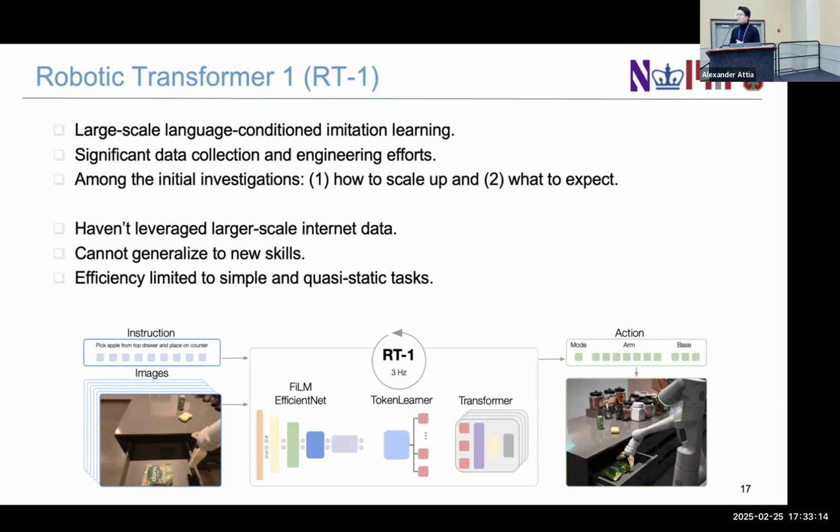And as I mentioned earlier, even if they tried a lot to minimize or make their model smaller, the model can still only run at 3 hertz locally. So this type of efficiency issue limits them to reasonably simple and quasi-static tasks. It cannot really be applied to more dynamic and more complicated tasks.